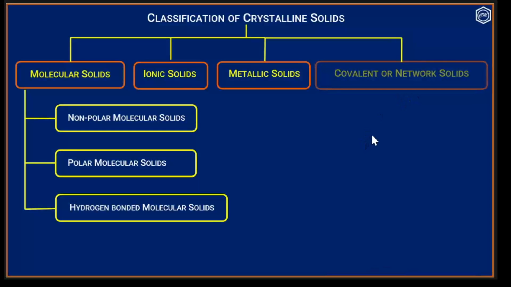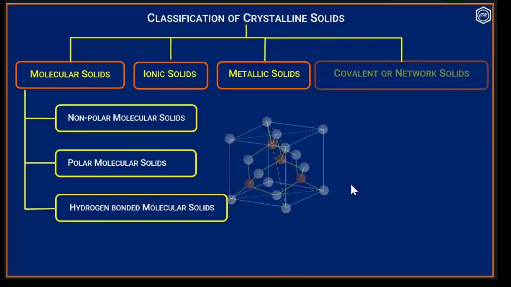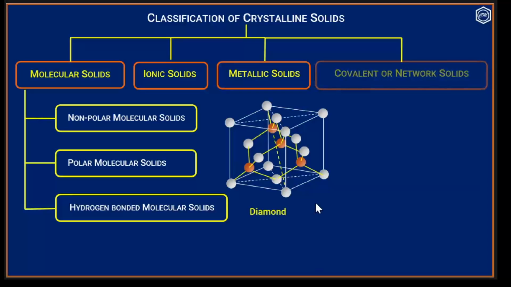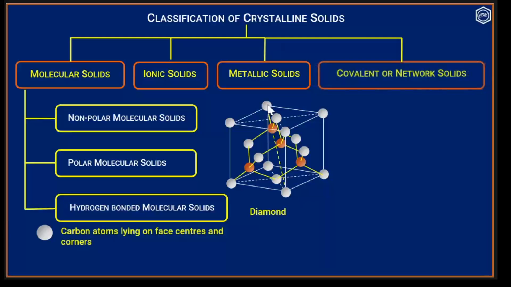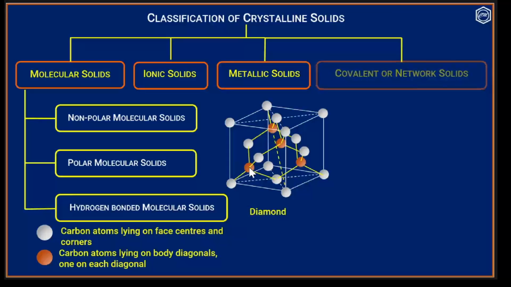Next is covalent or network solids. An example is diamond. Here the white spheres are carbon atoms lying on the corners as well as face centers of the crystal. The brown or red balls are carbon atoms lying on the body diagonal, and each body diagonal contains one carbon atom. There are 4 body diagonals.